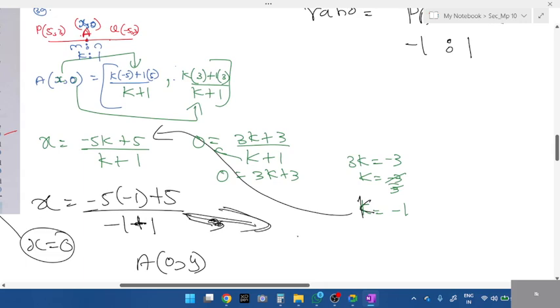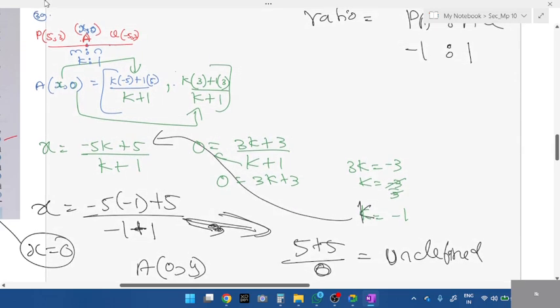For this, what's the answer? 5 plus 5 divided by 0. Anything you divide by 0 is what, students? You divide anything by 0, it is undefined. Therefore, the question is wrong. It has to be y-axis. If you get it, solve it in the same way. It has to be a y-axis question.